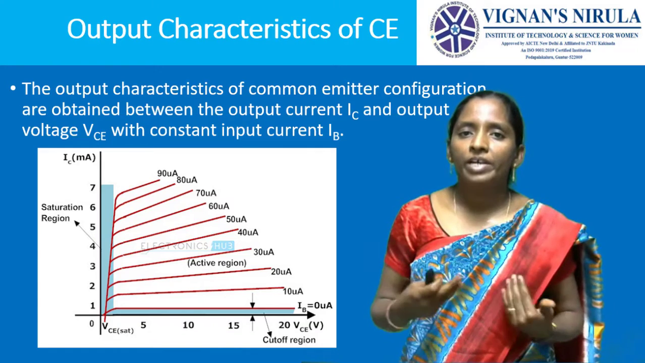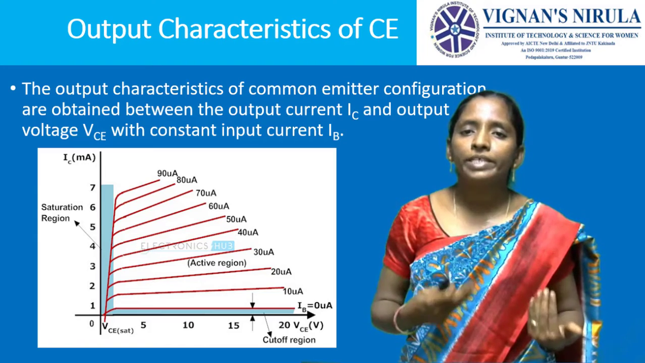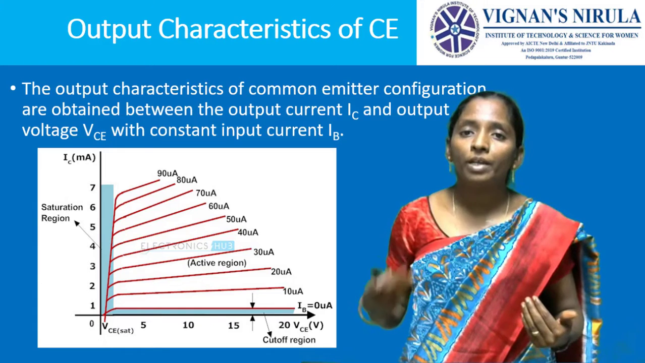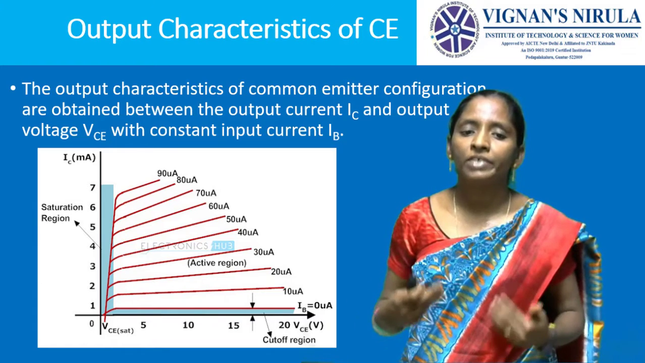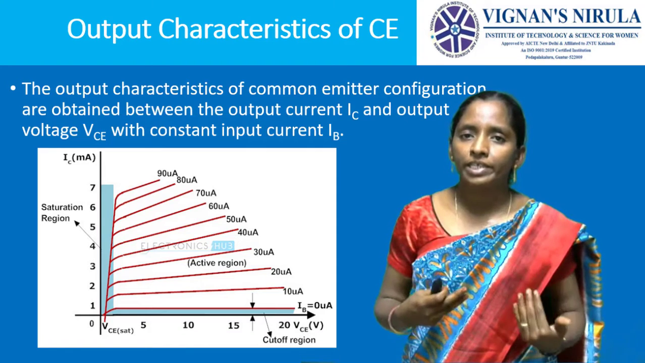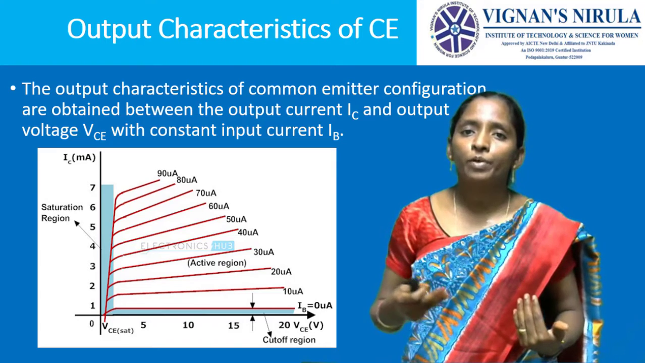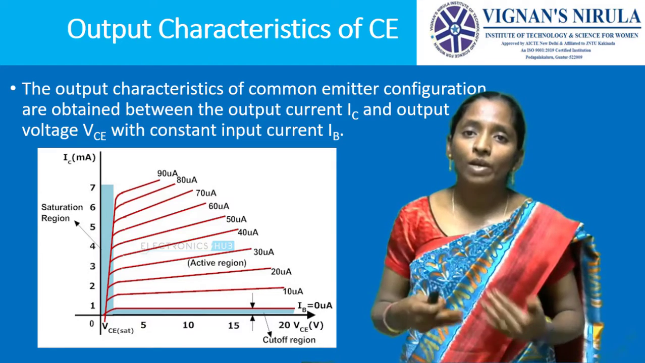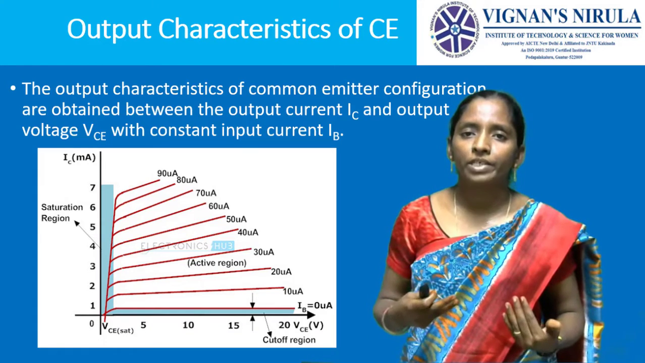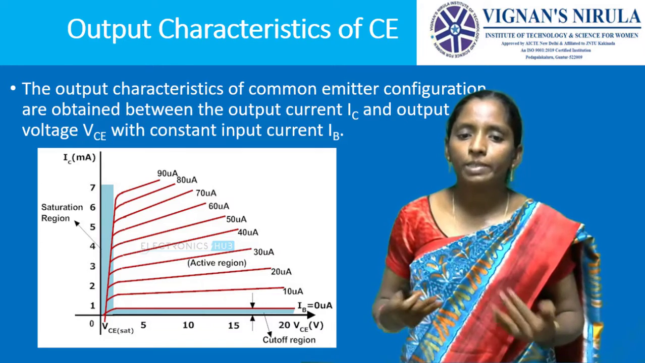Input and output phase relationship, or phase inversion between input and output. In common base and common collector configurations, there is no phase shift, but in common emitter configuration we have a 180 degree phase shift. Input resistance. In common base configuration the input resistance is low, but in common collector configuration the input resistance is high. That's why we use common collector configuration for impedance matching purposes. But in common emitter configuration the input impedance is medium.